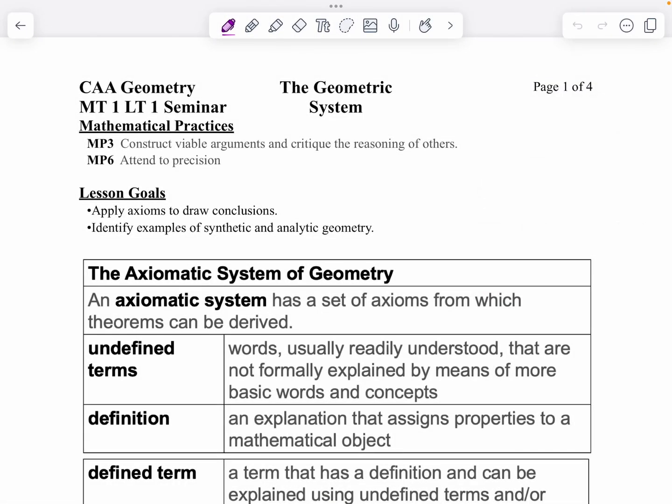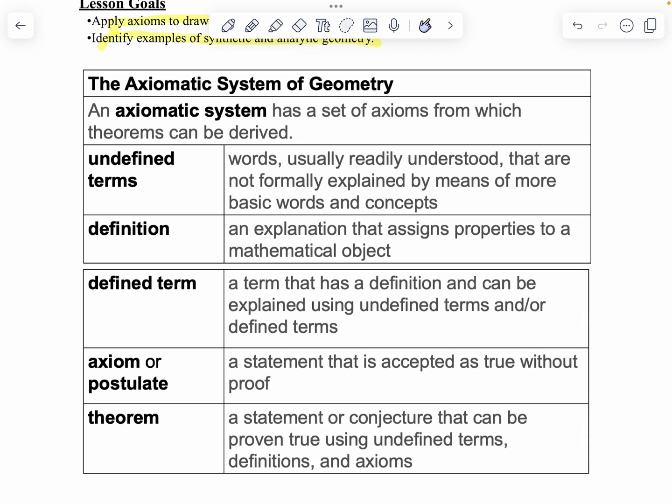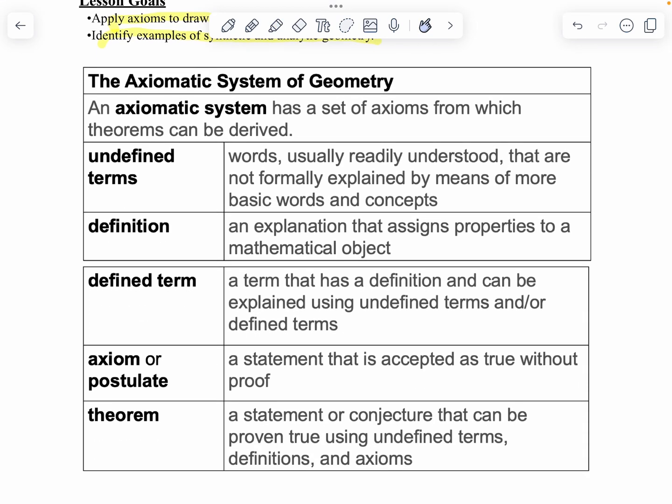Hello, let's take a look at our first seminar in geometry. In this seminar, I want you to apply axioms to draw conclusions, and I want you to identify examples of synthetic and analytic geometry. What we're going to study is the axiomatic system of geometry.